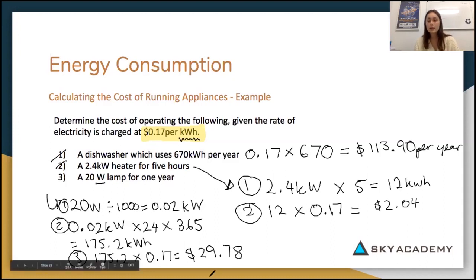So just to recap in a quick summary, when you're doing energy consumption questions, it is very important that your units are the same. If your units are in terms of watts and the question wants it in terms of kilowatt hours, do your steps to convert firstly to kilowatts, then to kilowatt hours. You need to make sure your units are the same, otherwise you'll get the question wrong.